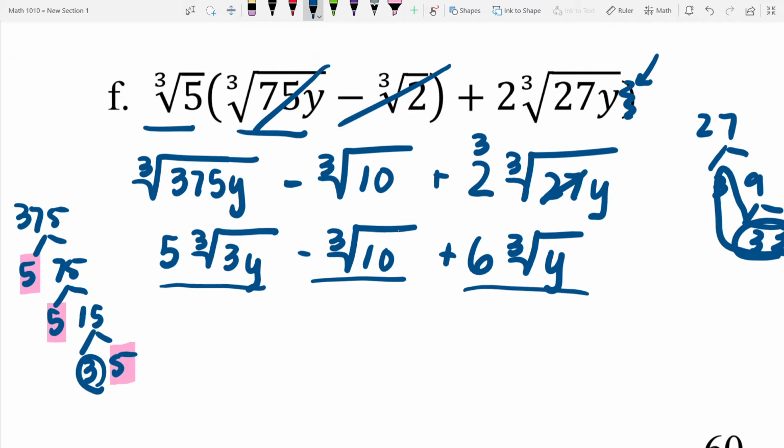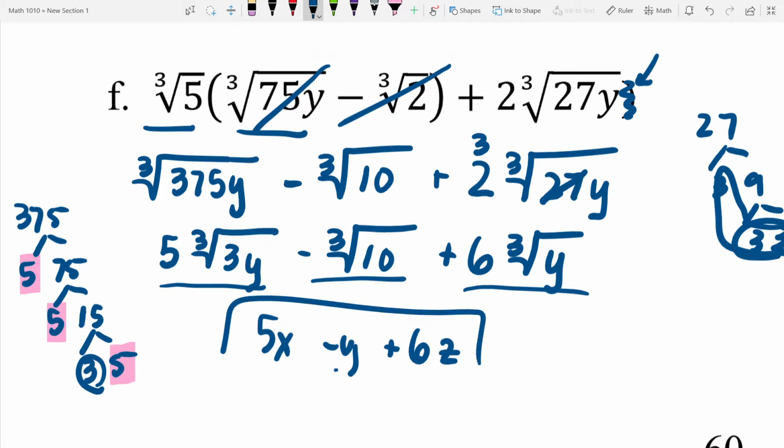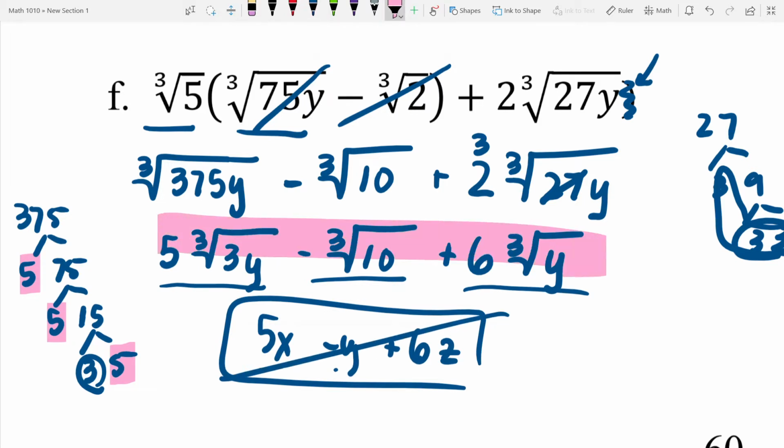Your brain sees this. 5x minus y plus 6 what? Z. Yep. They're all different. I can't do anything. I can't add any of those things together. That's my answer, and I'm done. Who says, I still feel good about this lesson? I still feel like I understand. Okay, great.